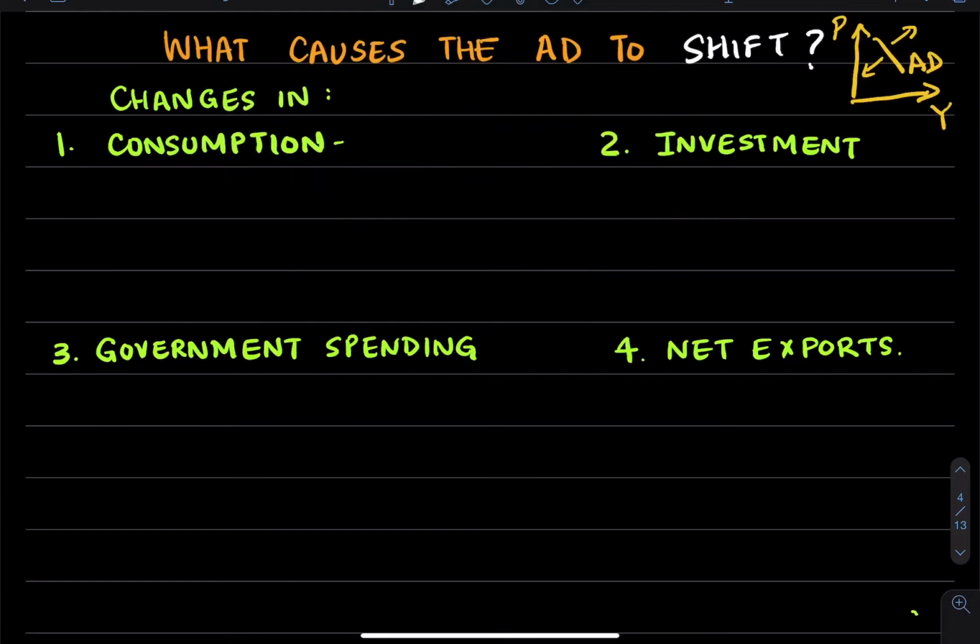Now, remember that aggregate demand is measured by real GDP, which is the sum of consumption plus investment plus government spending plus net exports. So any changes to consumption, investment, government spending, and net exports is going to cause a change in aggregate demand, which is Y. Okay, so when you think about consumption, these changes can come about from things like if there's a stock market boom, for instance.